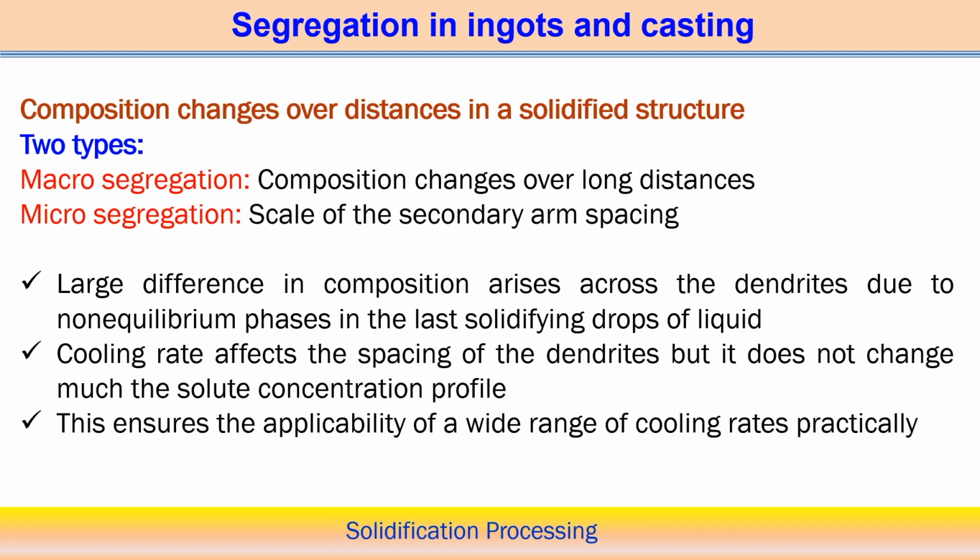Now, one of the defects that usually occurs in the casting process during solidification is segregation. Segregation is simply a change of composition over a particular distance in a solidified structure. There are two types of segregation. One is macro segregation, meaning the composition changes over long distances. The other is micro segregation, where the scale is different; in this case the scale is in the form of secondary arm spacing, and over that particular length the segregation occurs.